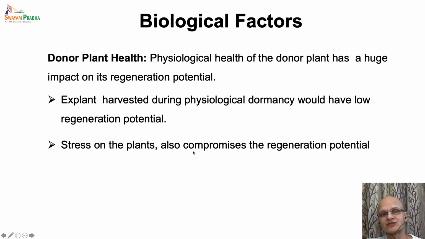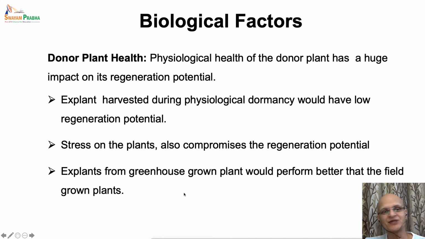And so the X plant harvested from these stressed plants, even during the season when these plants grow best, may not produce good results because of the compromised status of the physiological activity of these plants. And so we need to make sure that plants are actively growing, they are healthy, and they are not stressed. So in this way, if we talk about the greenhouse grown plants or the plants grown in the culture room where external conditions are controlled, they perform better.